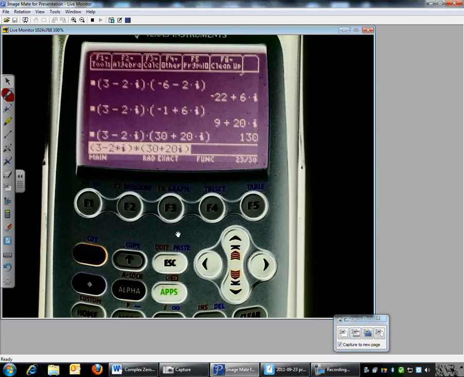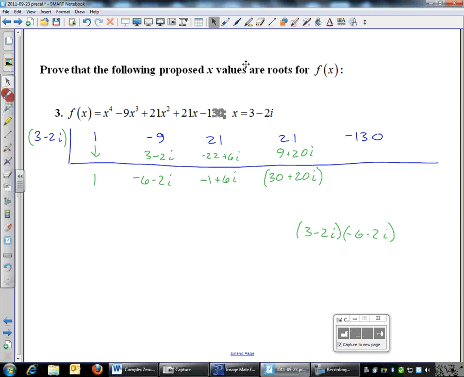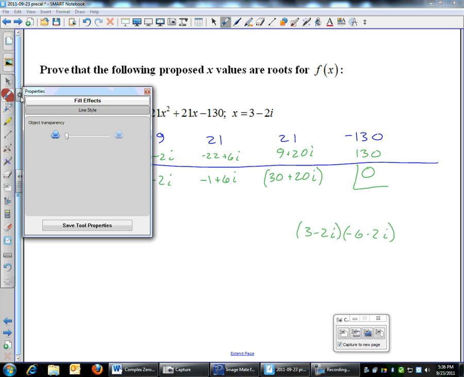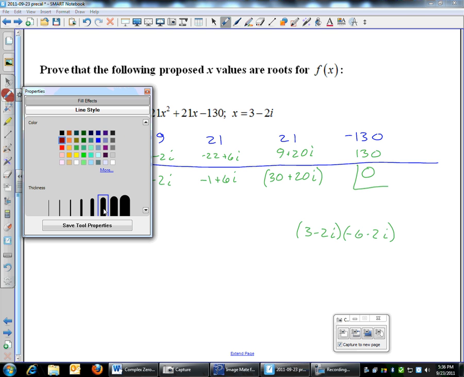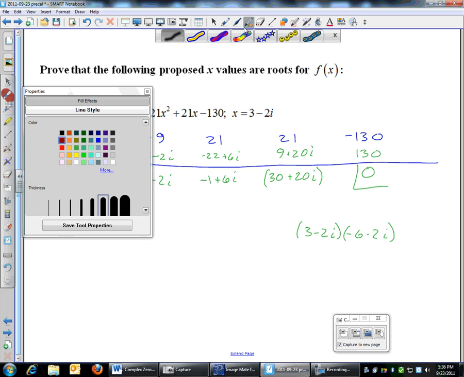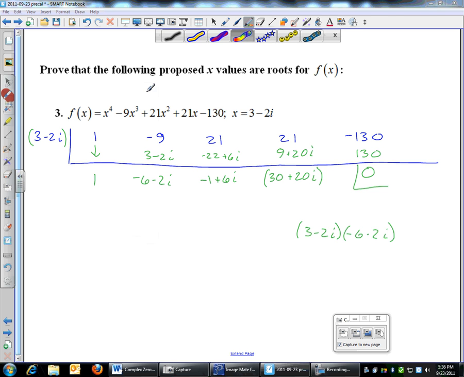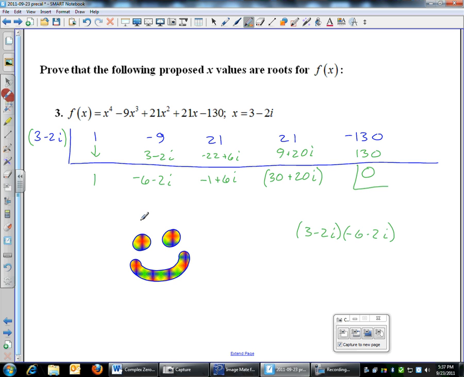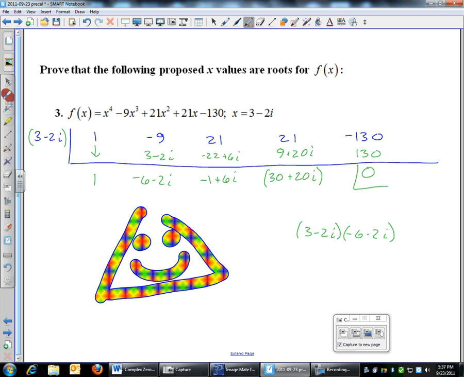It cleans up to simply 130. So I get 130, and here, negative 130 plus 130 is 0. I got a remainder of 0, and a problem like that deserves a big hefty Triangle Man. So let's get a nice triangle. Ooh, I know what we can do. Let's do a colorful Triangle Man. Check this out. There's his eyes, here's his mouth, and Triangle Man is happy because we just proved that 3 minus 2i is a factor of that big ugly thing.